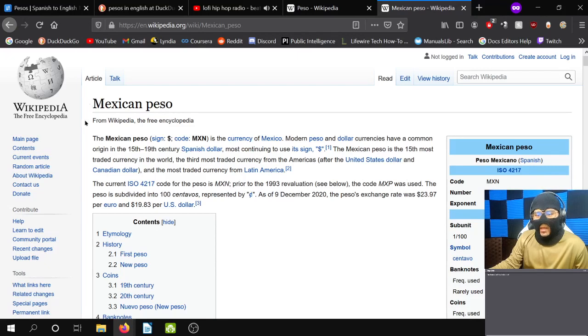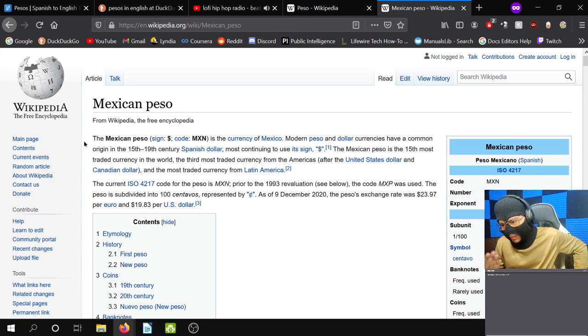But anywho, Mexican peso. The Mexican peso, sign dollar code MXN, is the currency of Mexico, used whenever you're exchanging money if you visit any of these Latin American countries. Modern peso and dollar currencies have a common origin in the 18th-19th century Spanish dollar, most continuing to use its dollar sign. The Mexican peso is the 15th most traded currency in the world, the third most traded currency from the Americas after the United States dollar and Canadian dollar, and the most traded currency from Latin America.